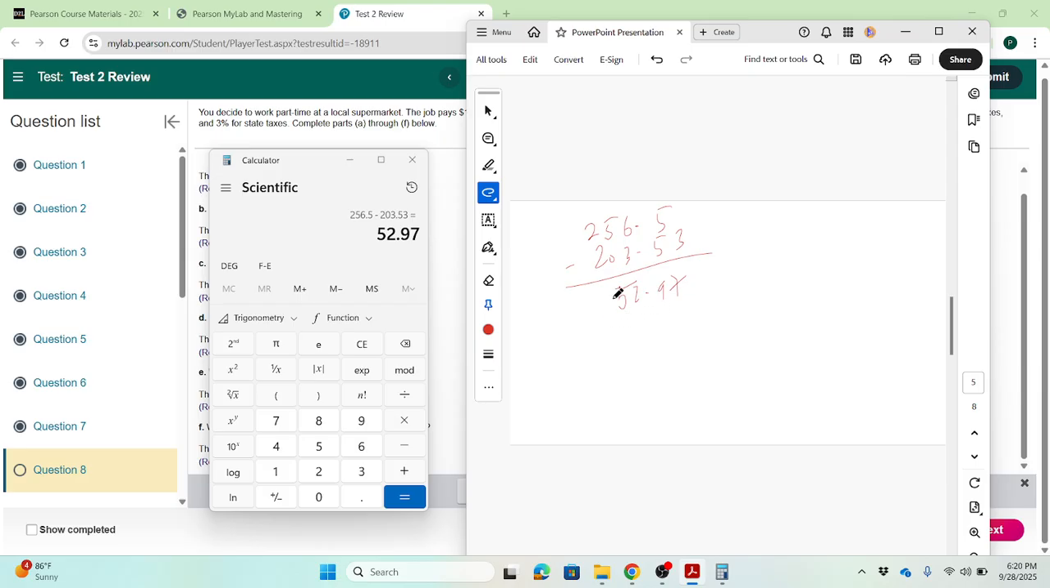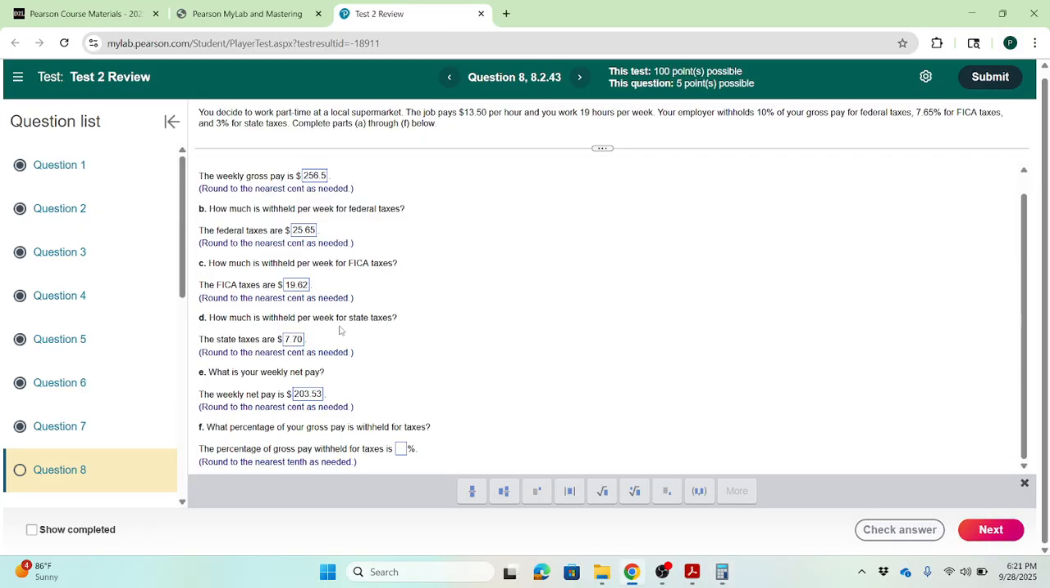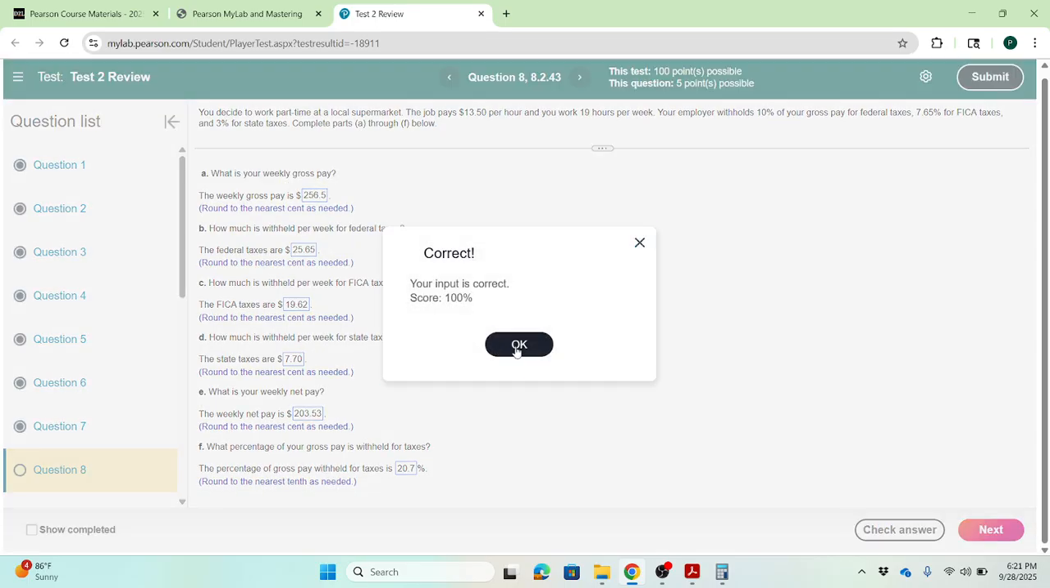We need to find out what is the percentage out of the gross pay. So you need to divide this number by the gross pay, $256.50. That's the percentage, which is 0.20, which means if you move the decimal two digits to the right, that gives you the percentage, which is 20.65%. So the nearest tenth is 20.7%. Nearest tenth means after the decimal, we just want one digit. Okay, that's correct.